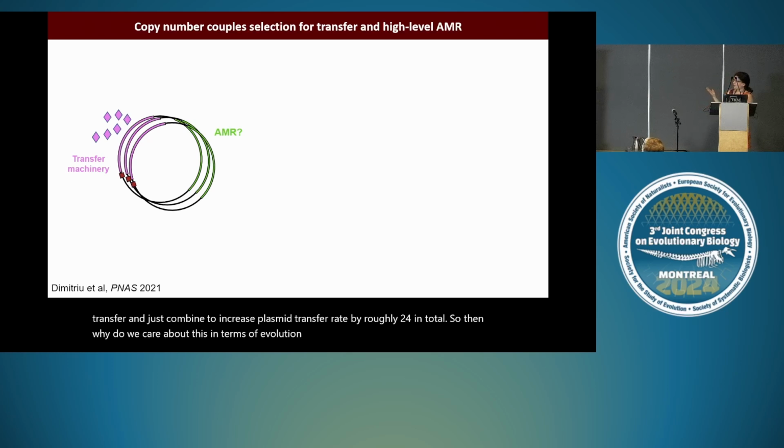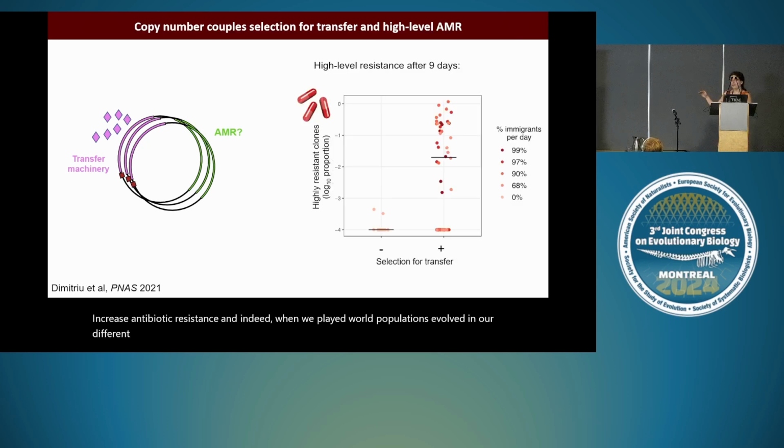One key point of this mechanism of evolution is that it will affect all genes on the plasmids and not only the transfer genes. In particular, it will increase expression of antibiotic resistance genes, and this is well known to be able to increase antibiotic resistance. And indeed, when we plate whole populations evolved in our different treatments on high levels of antibiotics, so at concentrations at which the ancestral plasmid does not provide resistance, we observed that specifically the populations that evolved in the presence of selection for transfer now have a large proportion of cells that can grow at very high levels of antibiotics.